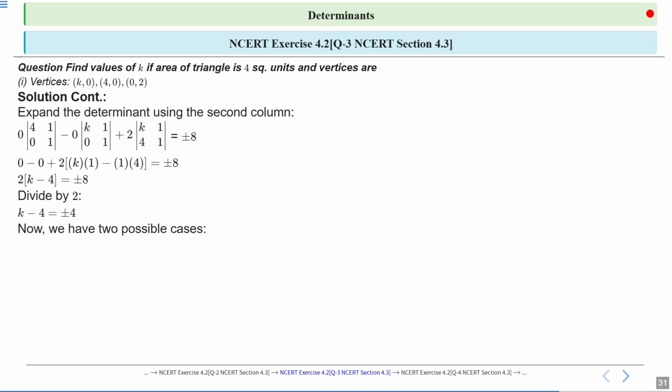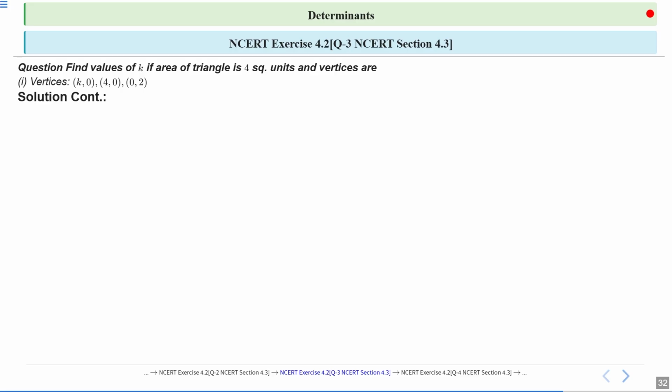Now we have two possible cases. Case 1 is K minus 4 is equal to 4, so K is equal to 4 plus 4, that is K is equal to 8. And the second case is K minus 4 is equal to minus 4, that is K is equal to minus 4 plus 4, that is 0. So we have two possible values for K: one is 0 and one is 8.